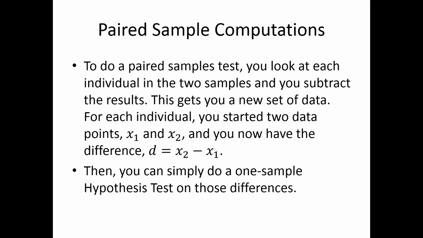right? And if you do that for everyone, now you have this new column of data, which is the differences. And what you're going to do then, mathematically, is you're going to do a one sample test like we did last week, just on those differences. Okay, so for paired samples, the math is actually the same math as for one samples. We just have to do some subtraction first.